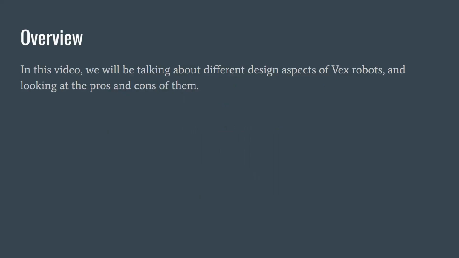So just an overview of this video, we'll be talking about different design aspects of VEX robots such as drivetrains and lifts, and we're also going to look at the pros and cons of different variations of these design aspects. So first we'll be starting with drivetrains, and a drivetrain is basically what makes the robot move, so that includes the wheels, gears, axles, motors, etc., as well as a base structure which is made out of C-channels that can be arranged in different patterns, which you will see in future slides.